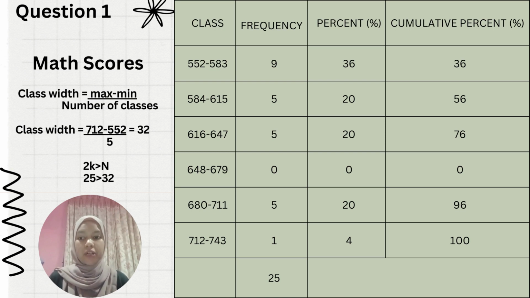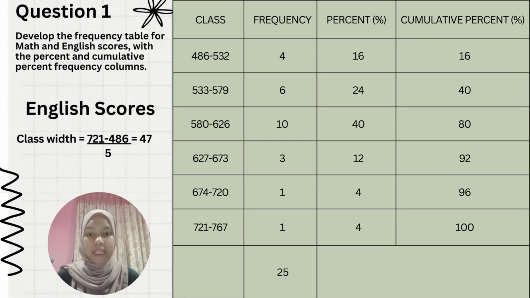Next, 680 till 711 with frequency 5, percent 20 and cumulative percent 96. Lastly is 712 till 743 with frequency 1 and percent 4, while cumulative percent is 100. So the total of frequency is 25.